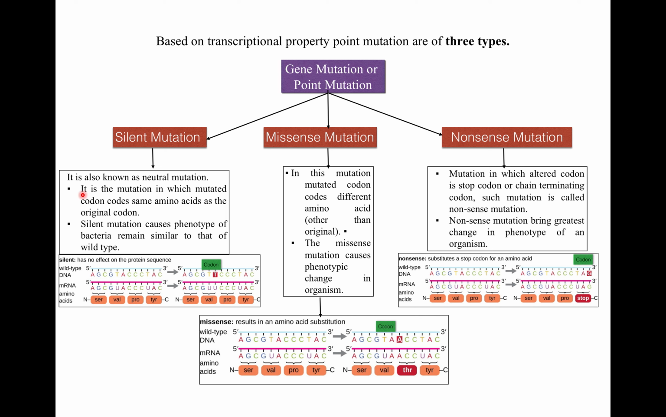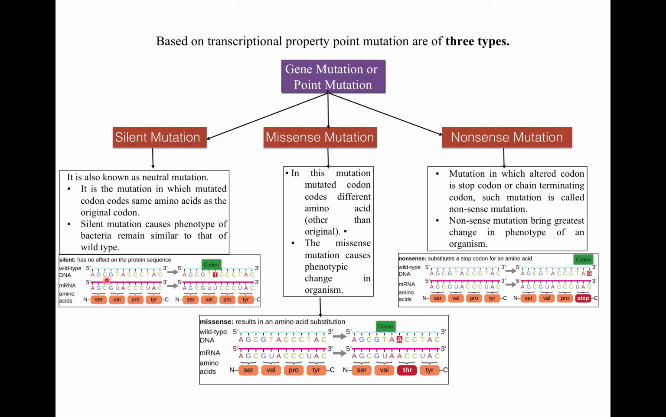So first is silent mutation. It is also known as neutral mutation because in this type of mutation there is a mutated codon which codes the same amino acid as the original codon. Because the amino acid is the same as the original one, it will not affect the structure and composition of protein.